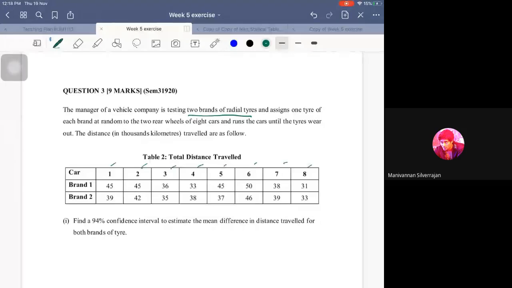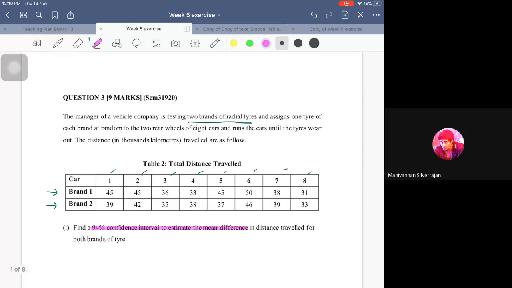If you notice over here, we don't have 2 populations, we have 2 sets of data that we collected. We have data from brand 1, and we also have data from brand 2. And if you read the question, it says find a 95% confidence interval to estimate the mean difference. This is the keyword you should be looking for in this case: a 95% confidence interval to estimate the mean difference in distance traveled for both brands of tire. So now we're going to talk about confidence intervals for mean difference.